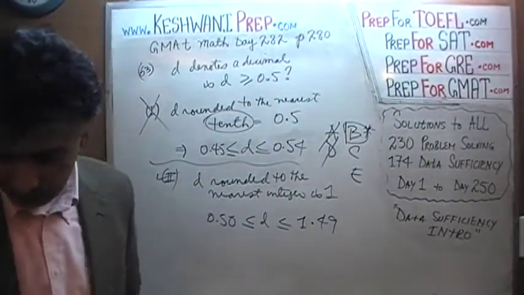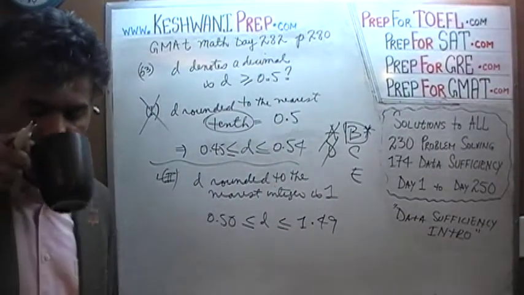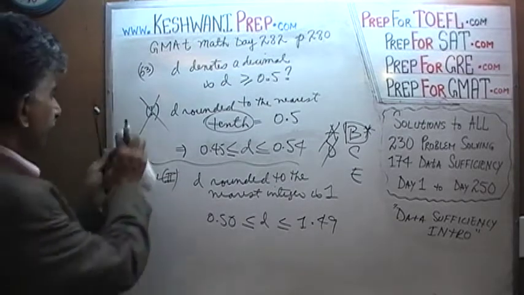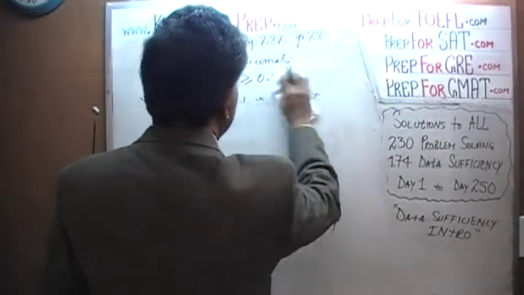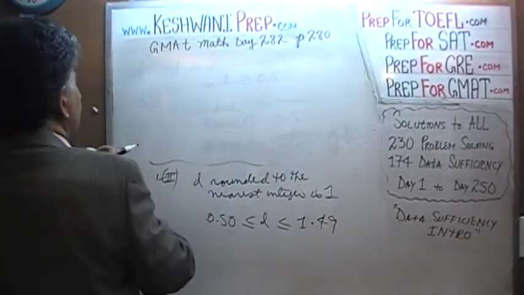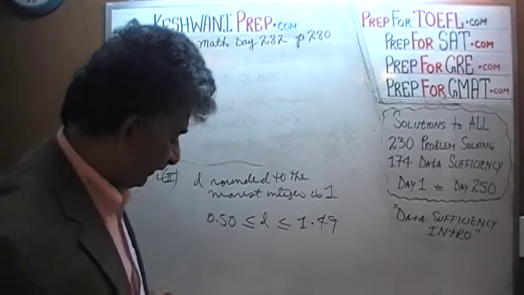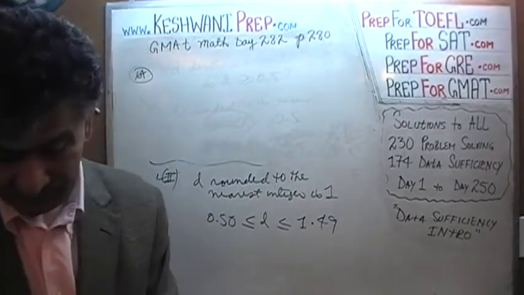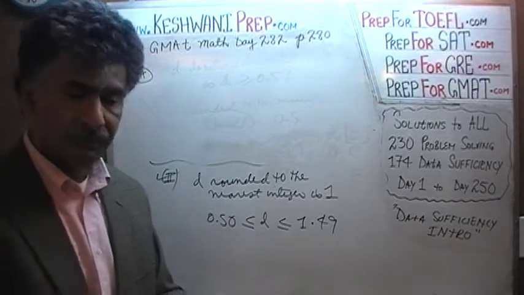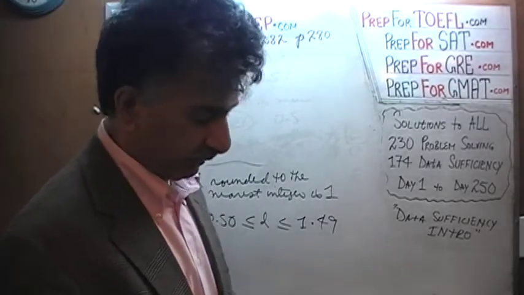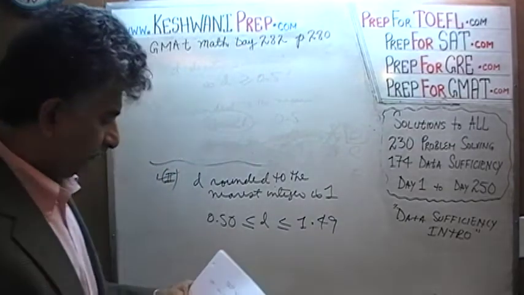Let's look at the next one, shall we? Number 64. Sometimes these questions are not that difficult. They just require some thinking that is not something that we do on an ordinary multiple choice problem. Do you understand? These are a different type of question.